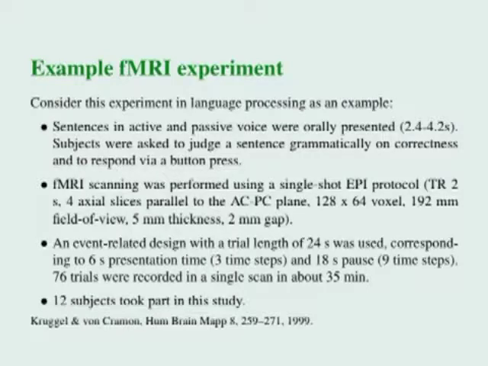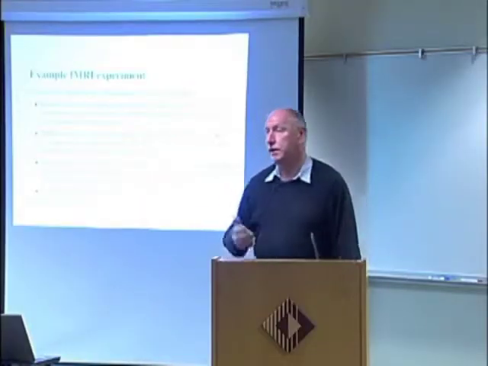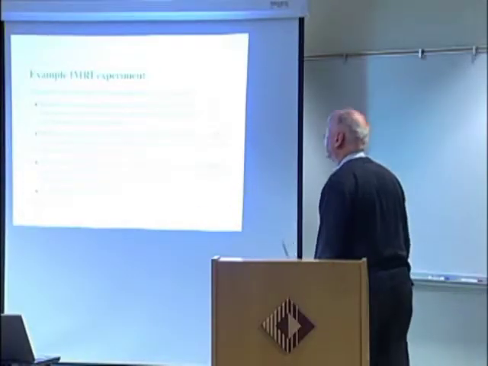So let us take an example fMRI experiment. This is a very old experiment, but it's a prototypical one, and it's easy to explain. It's an experiment in language understanding. Sentences in active and passive voice were presented. They needed about 2.4 to 4.2 seconds for a presentation, and subjects were asked to judge the sentence grammatically on correctness and to respond via button press. So you had active sentences, passive sentences, correct and incorrect sentences, 4 conditions.